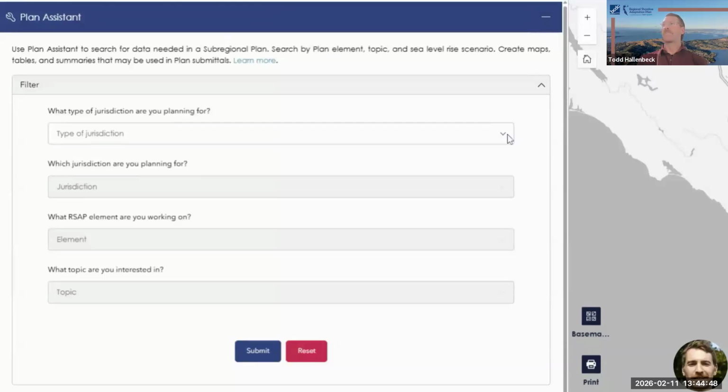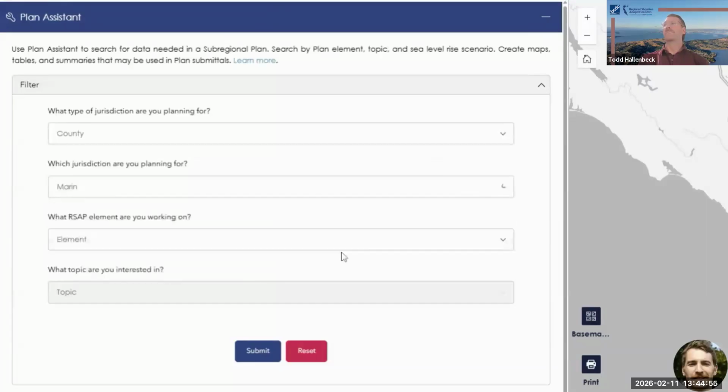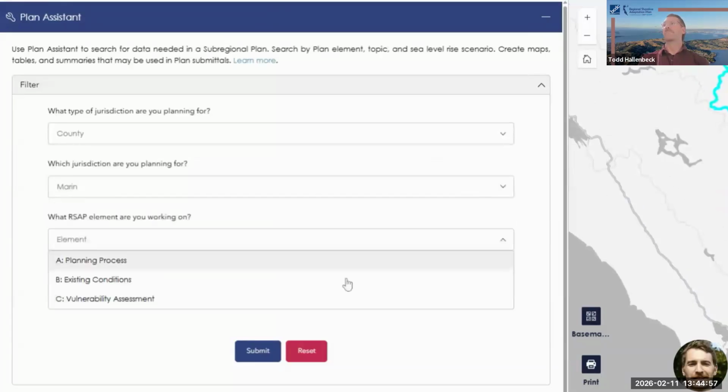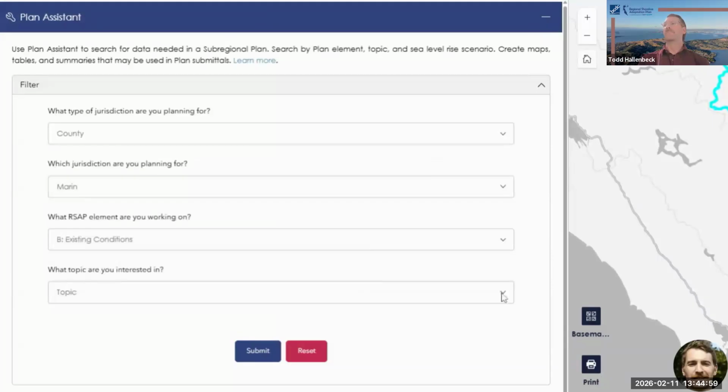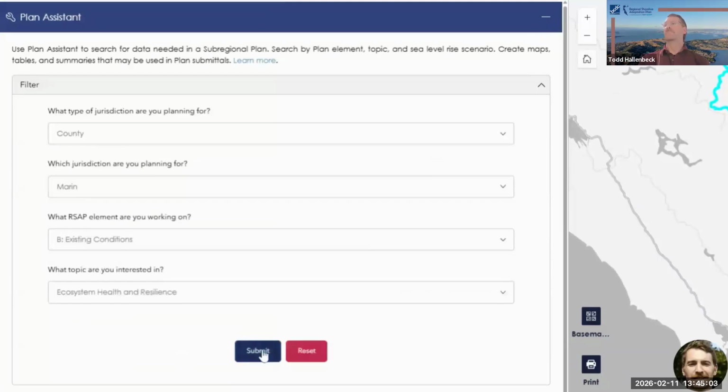First, you can select your jurisdiction type. In this example, we're going to be planning for the county of Marin. Next, let's select Element B and a topic to get started. In this example, we're going to be mapping ecosystem health and resilience conditions.